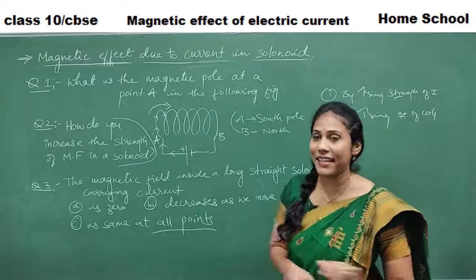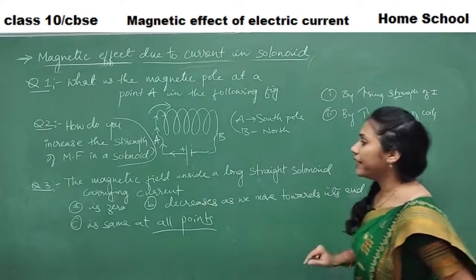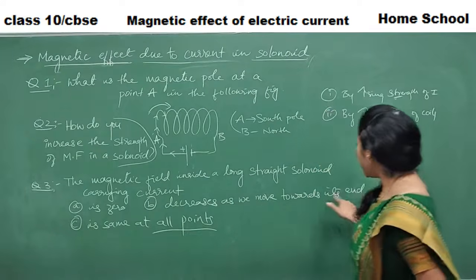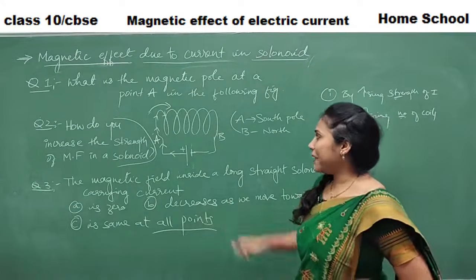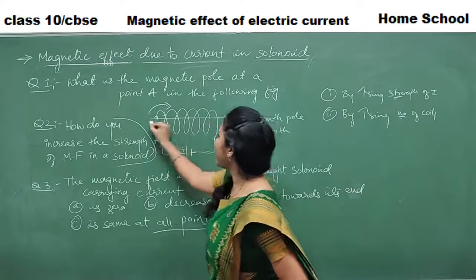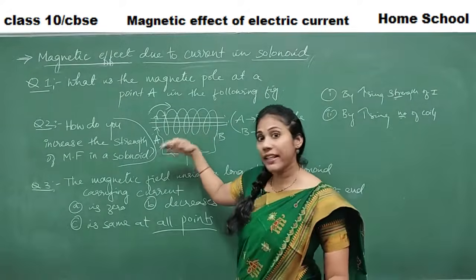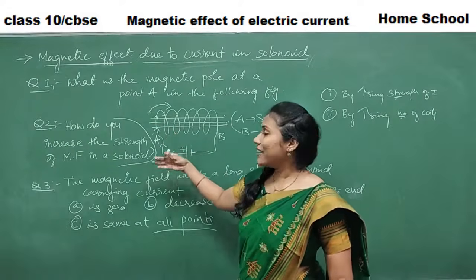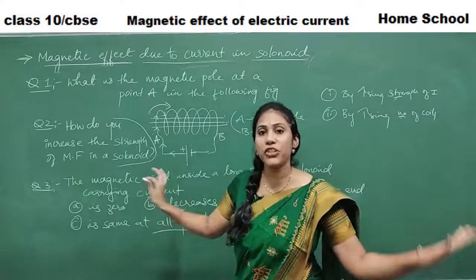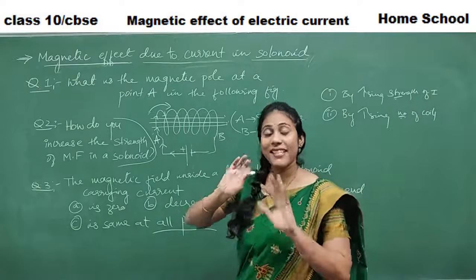Coming to the third question, very, very conceptual. Actually, this is your NCERT question. The magnetic field inside a long straight solenoid carrying current is 0, decreases as we move towards its end, or is the same at all points. What we are asking is, inside a solenoid, how do the magnetic field lines look? Straight, right? They look straight. I told you these lines are parallel to each other inside a solenoid and they are uniform. The magnetic field here is uniform. That means they won't change. It remains the same. Okay? The magnetic field of these lines is always the same.